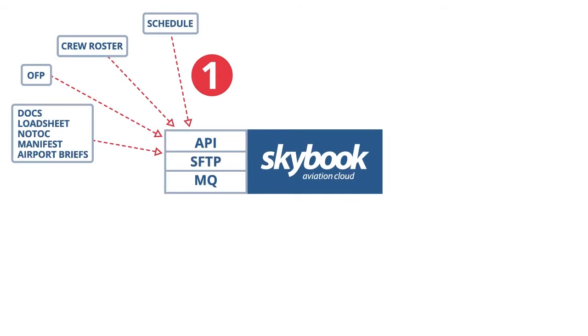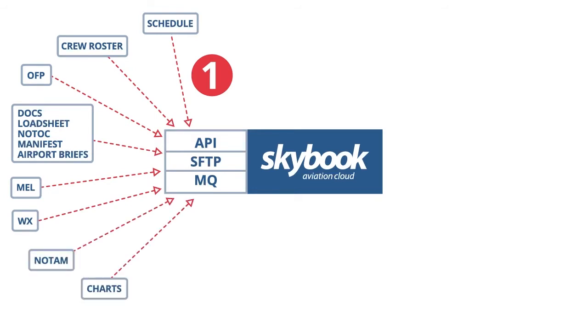Other integrations we've done in the past few years, MEL. So MEL's become a big thing. So the minimum equipment list on the flight deck. We integrate with lots of different systems to get MEL data, such as AMOS. And then there's the obvious ones that all EFB providers do. All of the aviation data like weather, NOTAM, and charts.